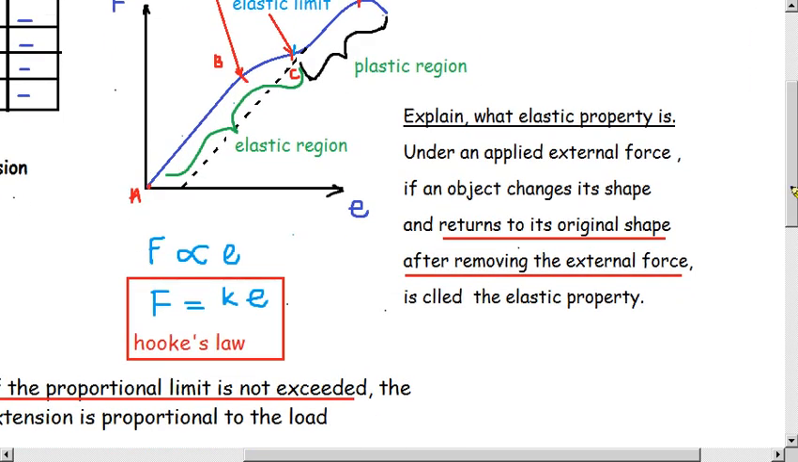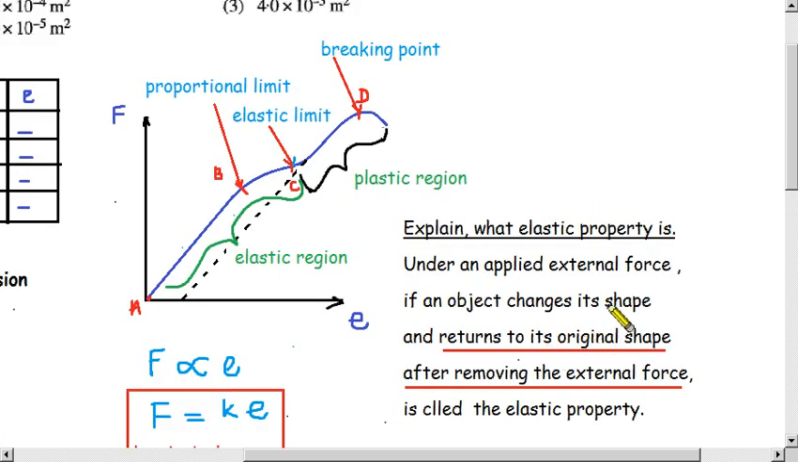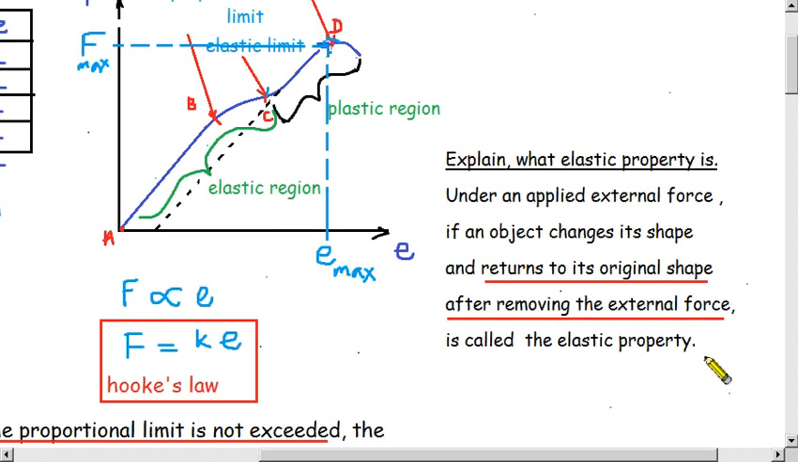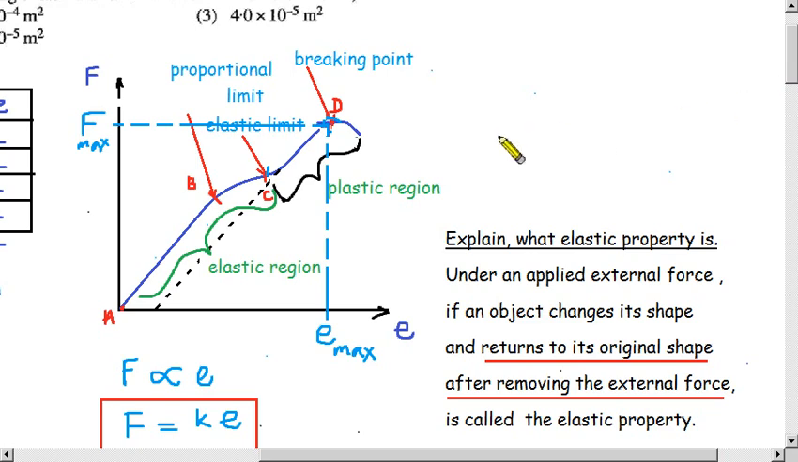So this explanation is like that now. Children, now you know how to explain it if in the exam they ask to explain what elastic property is. Under an applied external force, if an object changes its shape and returns to its original shape after removing the external force, it is called the elastic property. So keep that in your mind, because from time to time they ask that in essay papers.